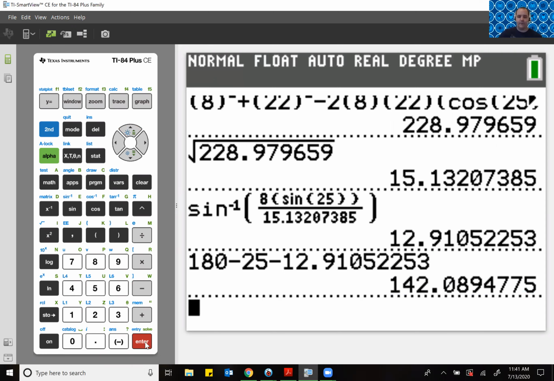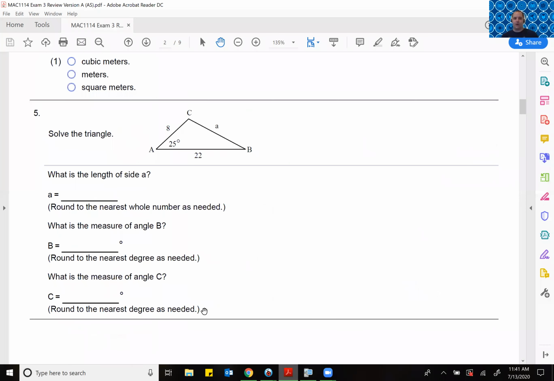And there we go. So what we would put into our little blanks, right up here, A would be 15. Okay. And measure of angle B will be 13 degrees. Measure of angle C will be 142 degrees. And there you go. So be careful on this. When it is side angle side, after you use law of cosines to get the third side, you're going to find the smaller of the two missing angles. And that's going to be B. Okay, well, in that case, it was B.